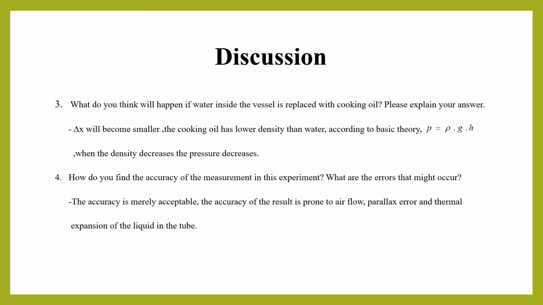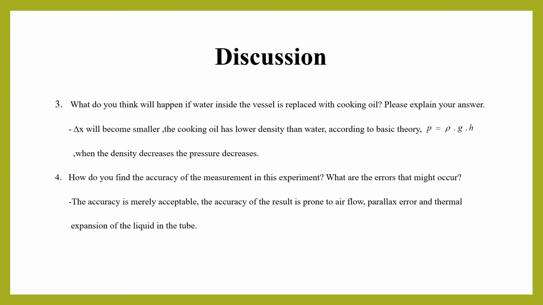Third, what do you think will happen if the water inside the vessel is replaced with cooking oil? Please explain your answer. Delta X will become smaller. The cooking oil has lower density than water. According to the basic theory, P equals rho g h. When the density decreases, the pressure decreases.